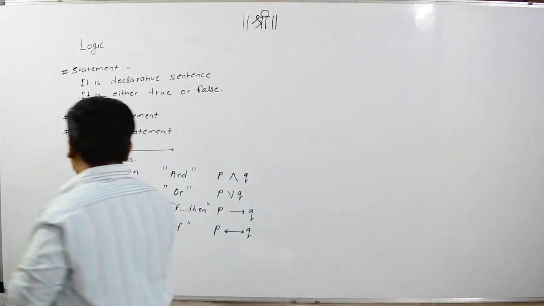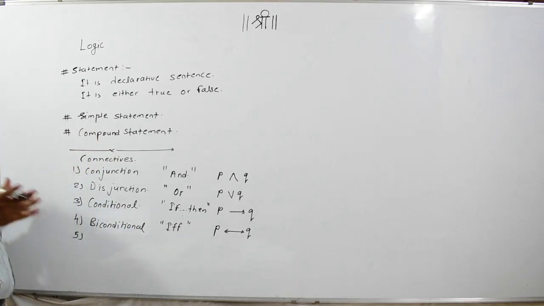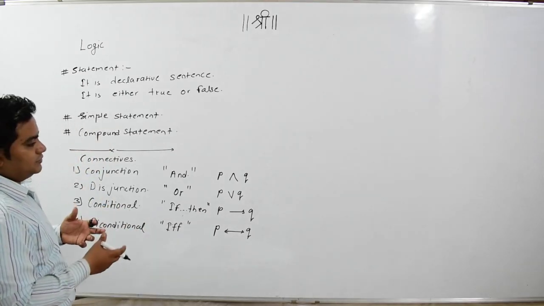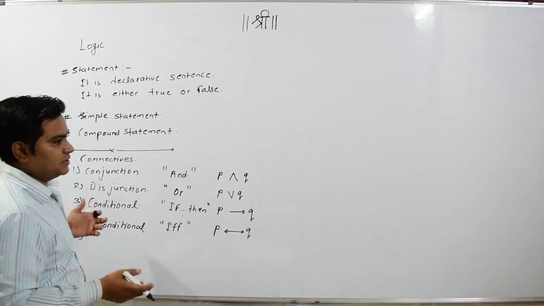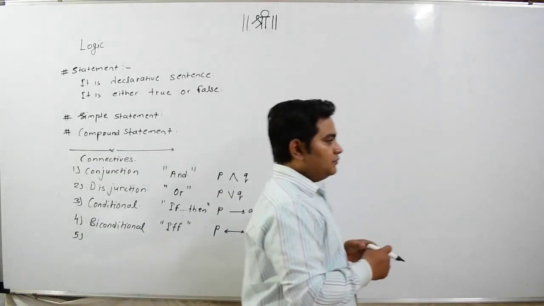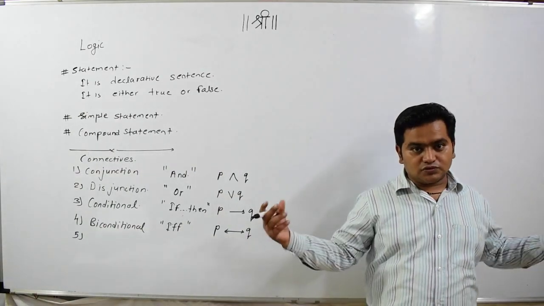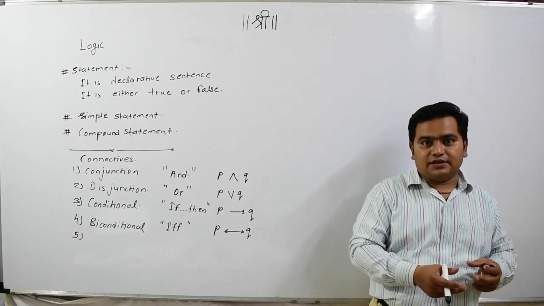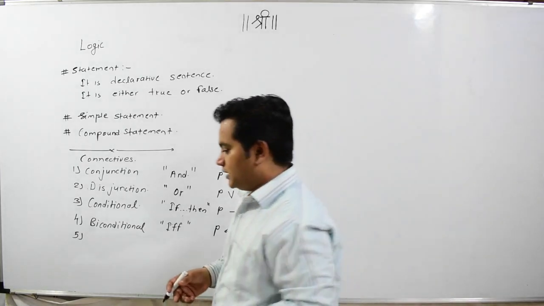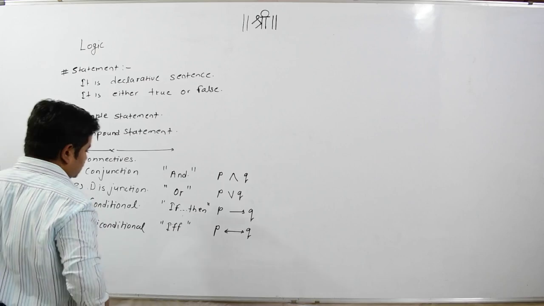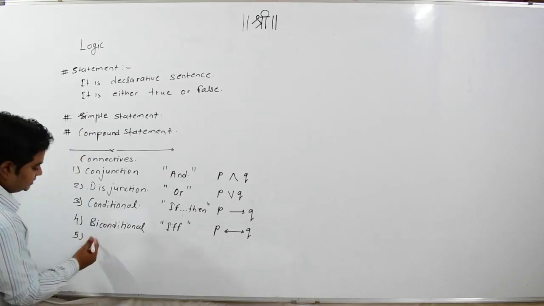Understood? So in that pattern, the negation does not have this kind of connectives. There are no two statements. If there are two statements, then we need to make the negation of those two statements and again combine them. That's the most complicated part, and in most of the exams they are asking this negation.